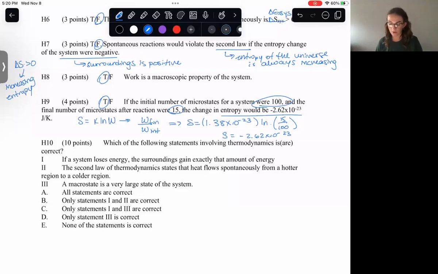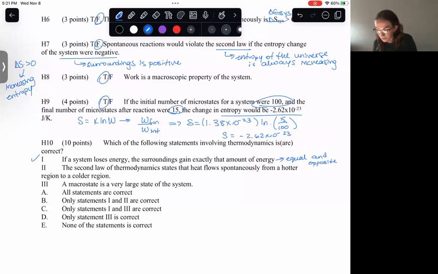Okay, moving on to question 10. Which of the following statements involving thermodynamics is or are correct? Still treating these like true or false questions. So for 1, if a system loses energy, the surroundings gain exactly that amount of energy. Is that correct or incorrect? Yep, this one's still true. We think about this as being equal and opposite. Like I said a couple minutes ago, if the system is heating up, that means that the surroundings had to be cooling down. So they have to be opposite of each other, and they will be equal and opposite every time.